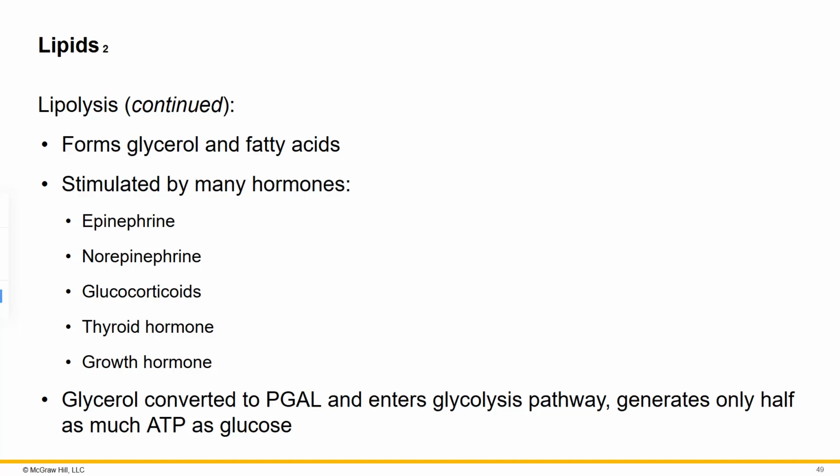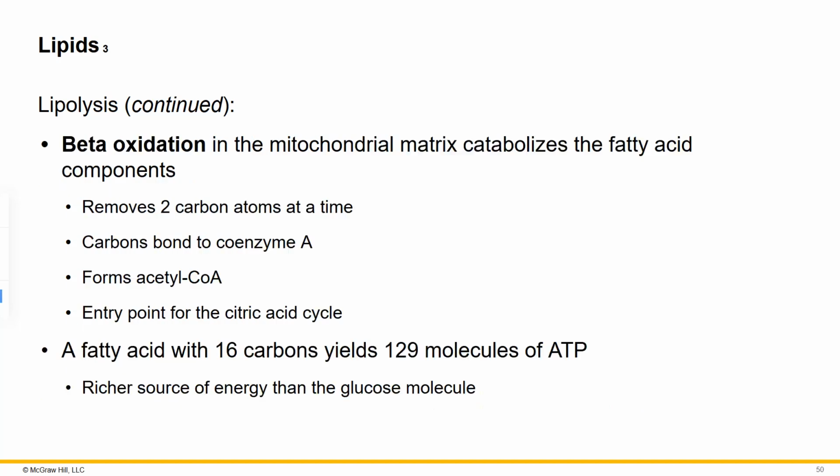So lipolysis forms glycerol and fatty acids, and it's stimulated by many hormones: epinephrine, norepinephrine, glucocorticoids, thyroid hormone, growth hormone. Beta oxidation in the mitochondrial matrix catabolizes the fatty acid components. A fatty acid with 16 carbons yields 129 molecules of ATP, definitely a richer source of energy than the glucose molecule.